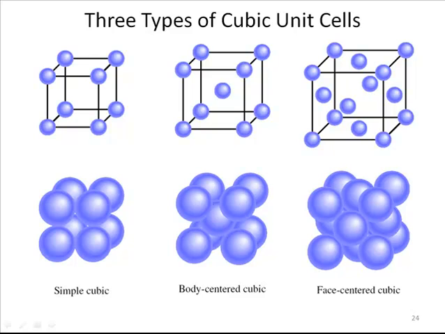So simple cubic, nothing in the middle. Body-centered has 1 in the middle. Face-centered has 1 in the middle of every face. That's at least the idea. With the visualization of this, you start tweaking it and close your eyes twice and it disappears and moves.